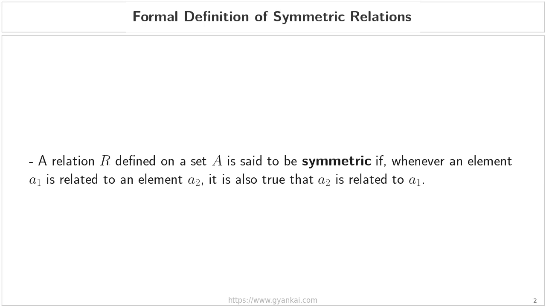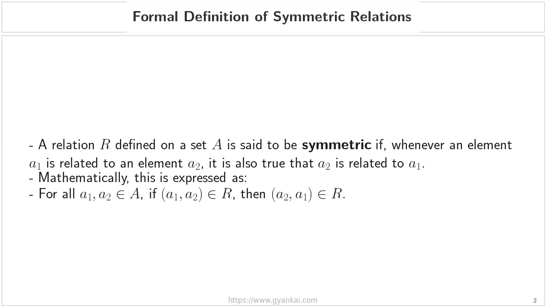Now that we have introduced the general concept of reciprocity, let us move on to the formal definition of a symmetric relation. A relation, which we will denote as R, defined on a set A, is said to be symmetric if, whenever an element, let's call it a1, is related to another element, a2, it is also necessarily true that a2 is related back to a1. To express this mathematically, for all elements a1 and a2 belonging to set A, if the ordered pair (a1, a2) is a member of relation R, then the ordered pair (a2, a1) must also be a member of relation R.